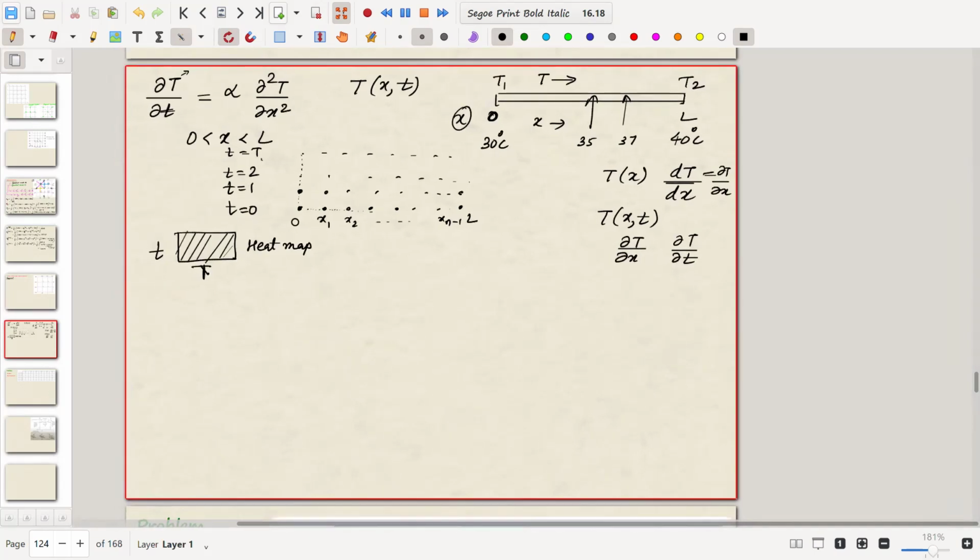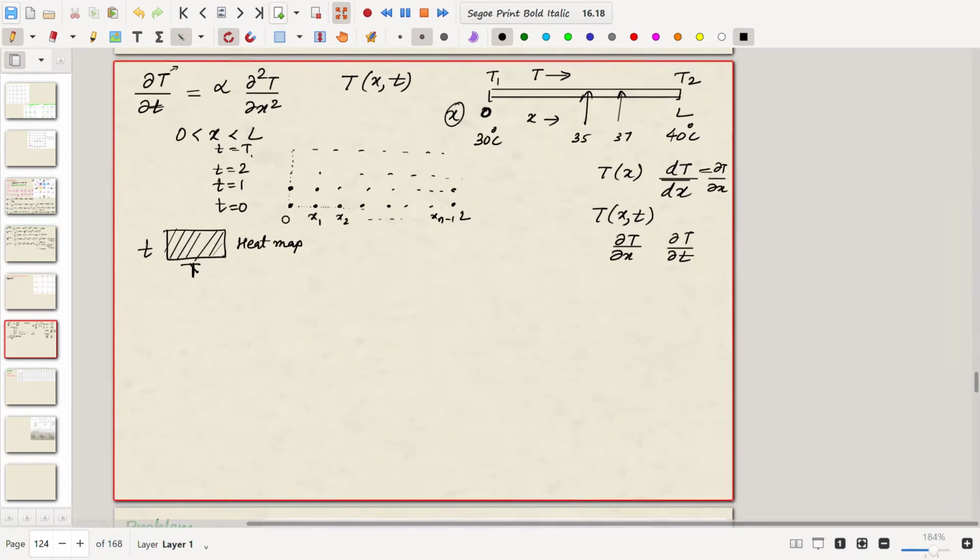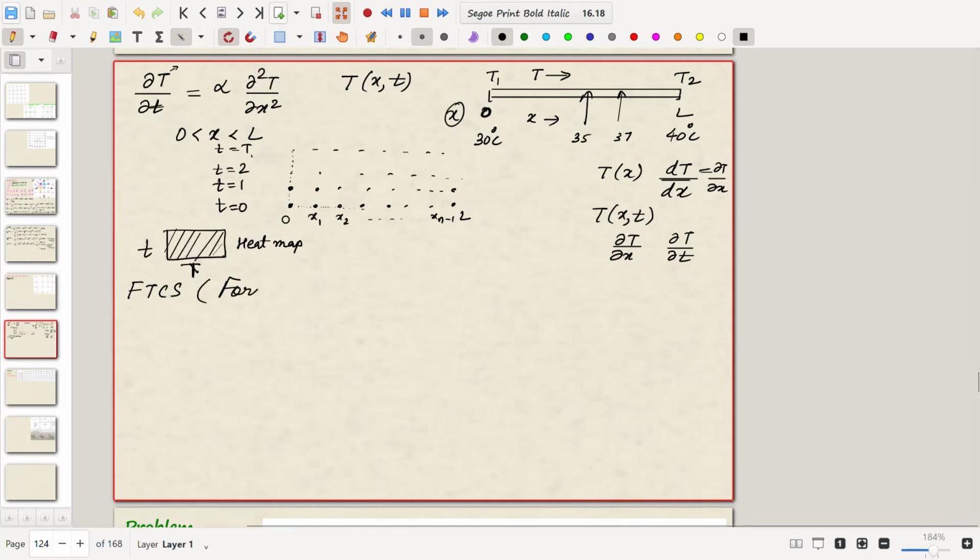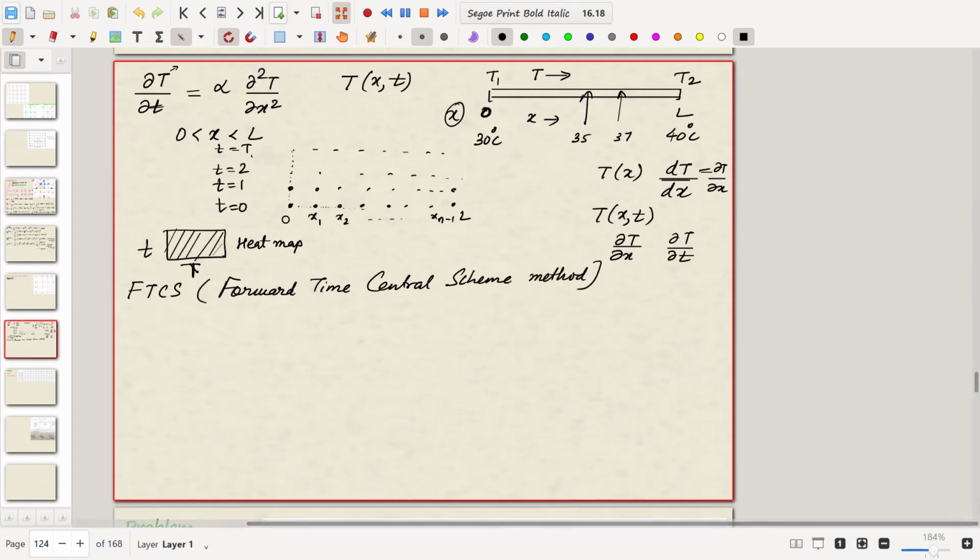So this idea is something known as FTCS, that is forward time central scheme method. We are moving forward in time: t equal to 0, t equal to 1, t equal to 2, and so on. This is the basic idea for this.